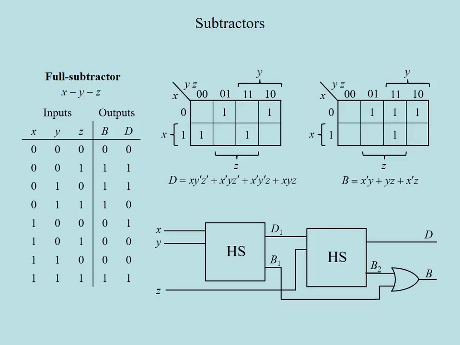We can plug in the implementations of half subtractor instead of the boxes in this figure and write the logic expressions of D and B from this circuit diagram to verify that this configuration corresponds to what we obtained from the Karnaugh maps. But that I leave it to you as an exercise.